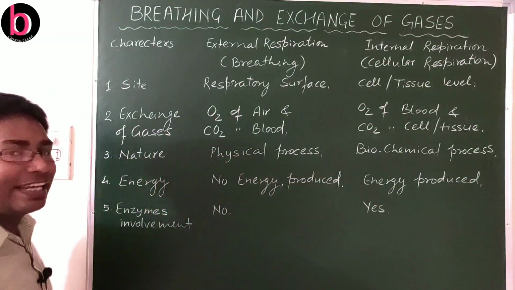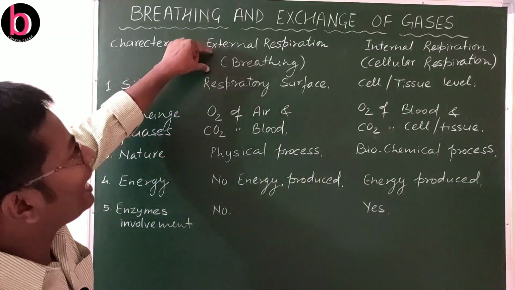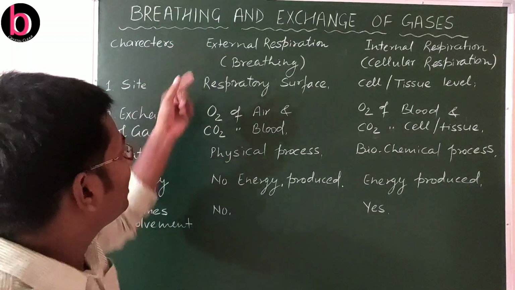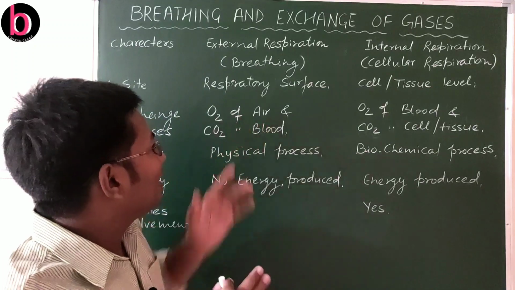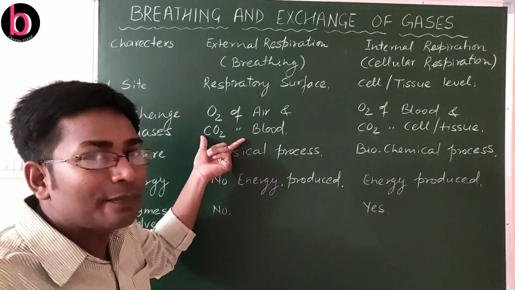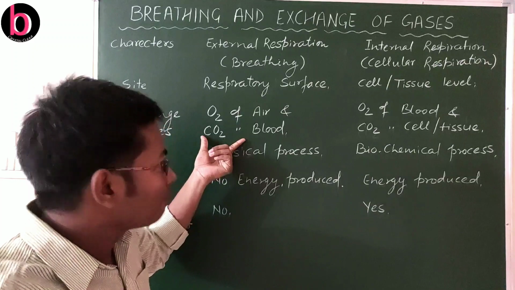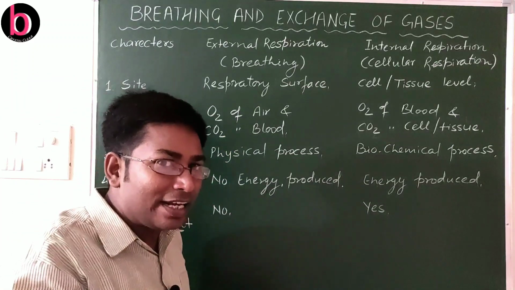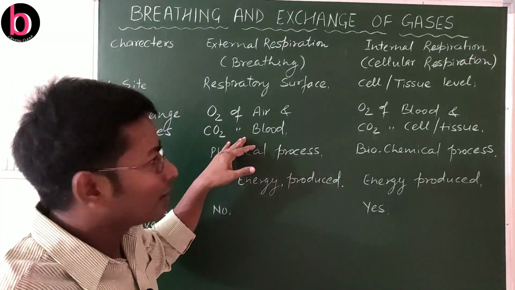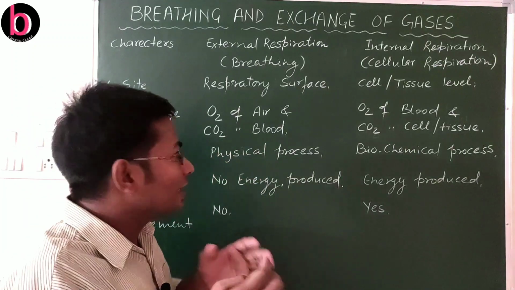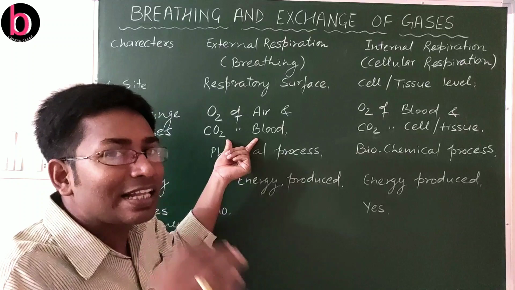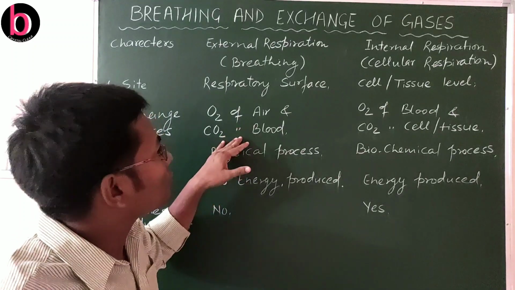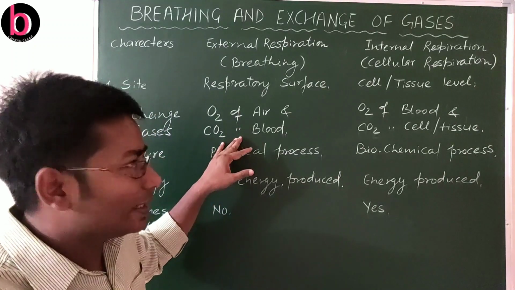Now about the exchange of gases. Here during external respiration or breathing, oxygen of air or atmosphere is getting exchanged with carbon dioxide of blood. So oxygen comes inside when there is inhaling, and carbon dioxide just passes out by the blood from the respective cells or tissues after the process of cellular respiration.